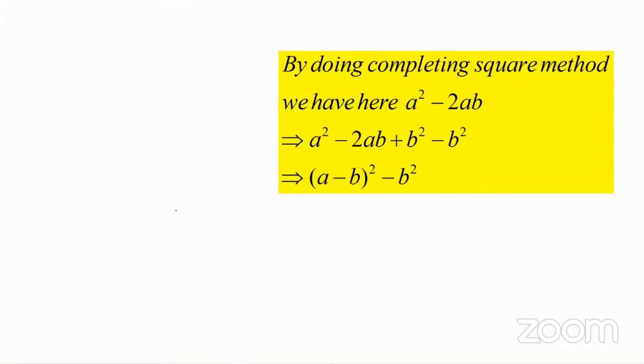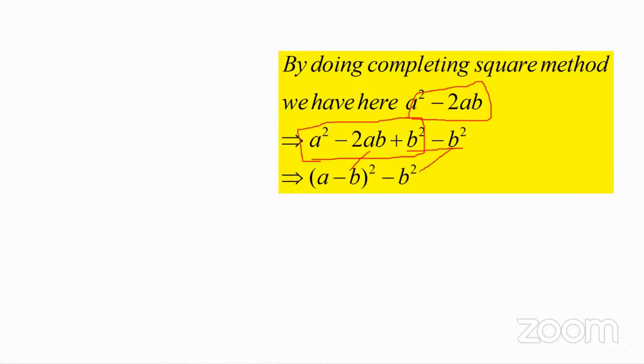For the example, we are taking a square minus 2ab. I have to transform this form using the completing square method. For that, I'm adding and subtracting b square. Then this formula goes to a square minus 2ab plus b square. This can be written as (a minus b) whole square, minus b square, as usual.